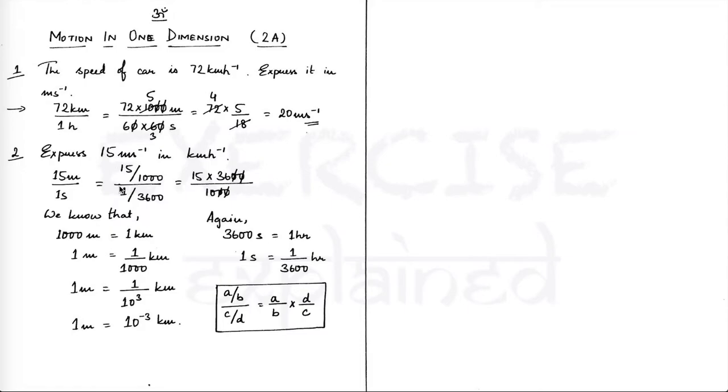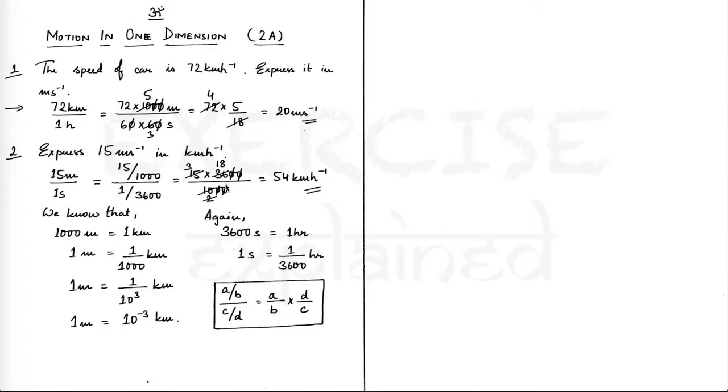So that happens to be 15 by 1 into 3600 by 1000. So we can write it as 15 into 3600 divided by 1000. 0 0 cancels here, 0 0 cancels here. So what we get is 15 into 36 divided by 10. We cancel by 5 here, 5 2s are 10 and 5 3s are 15. And after that I cancel 36 by 2, so we get it as 18. 18 into 3 gives me 54 kilometers per hour.